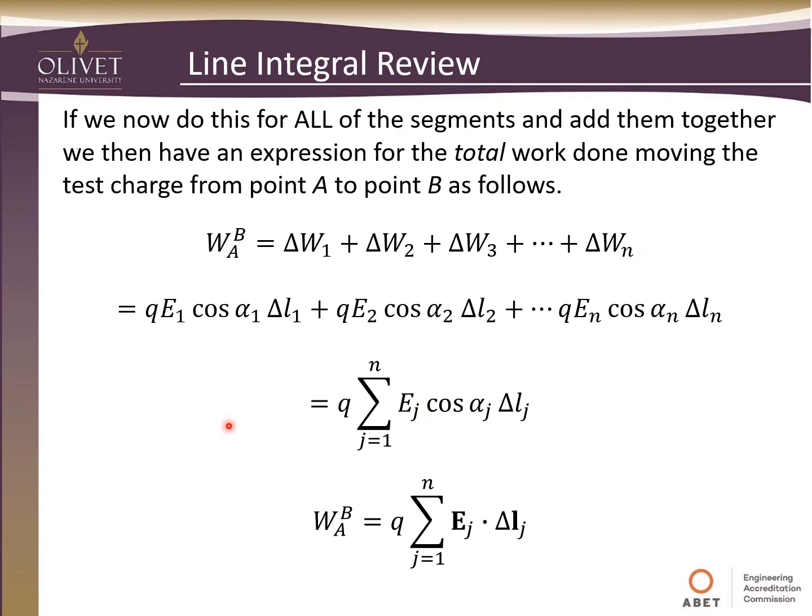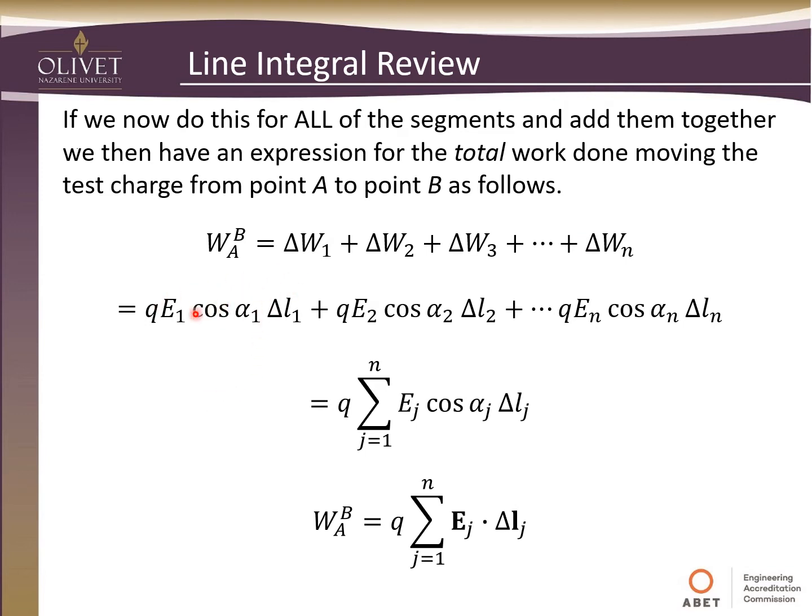So now if we do this for all the segments and add them together, we then can derive this expression for the total work done moving the test charge along these points. So that's what we're indicating here. So we've got this work required to go from point A to point B, and so we've got the work for each one of those little segments, and we can add all those up.